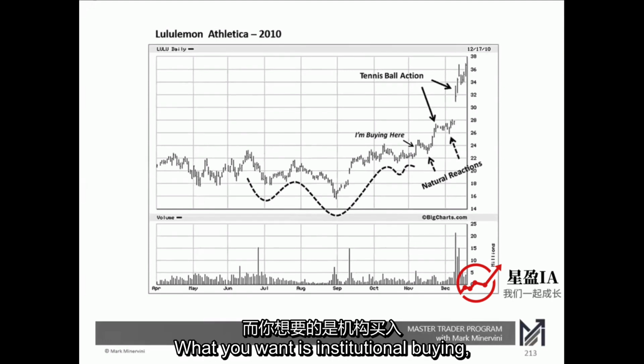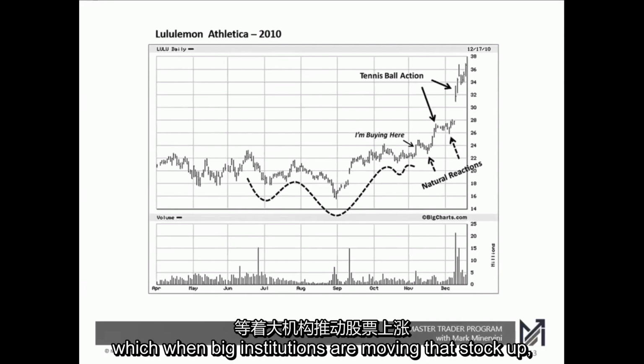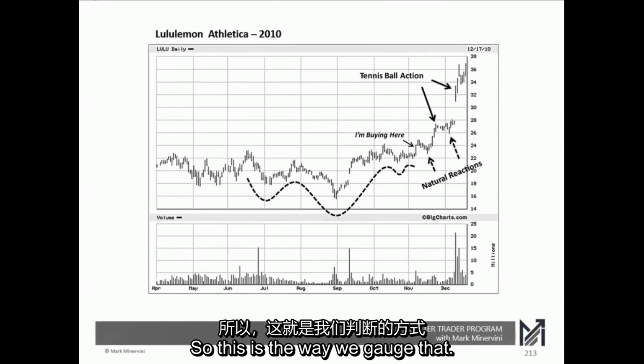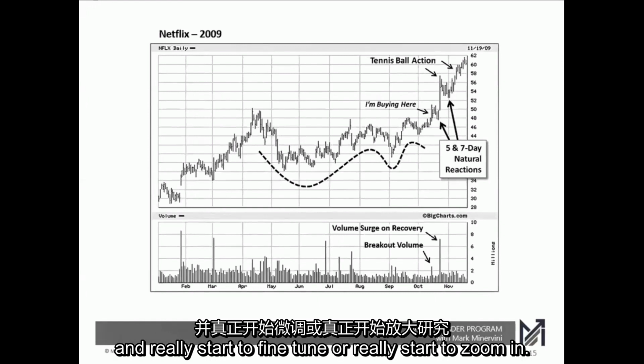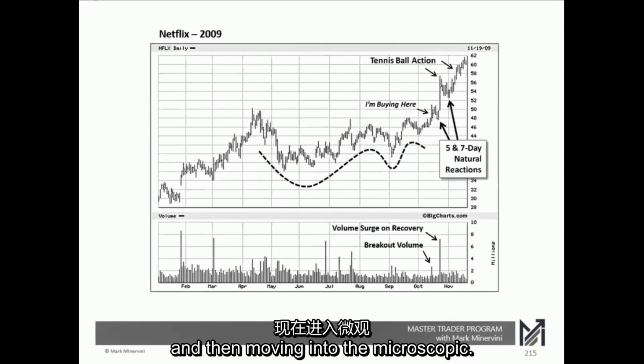What you want is institutional buying. You want to be putting your money side by side with when big institutions are moving that stock up. And on the flip side, when the institutions are selling, of course, you want to be out. So this is the way we gauge that. We're going to show you a handful of examples here and really start to fine tune or zoom in. Remember, we talked about the satellite view, the aerial view, the overhead view, and then moving into the microscopic.